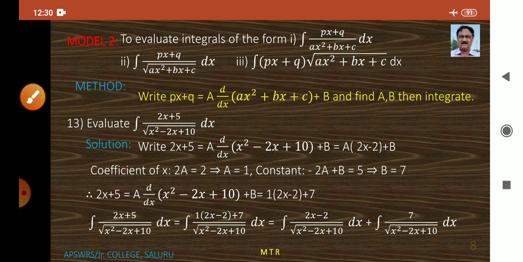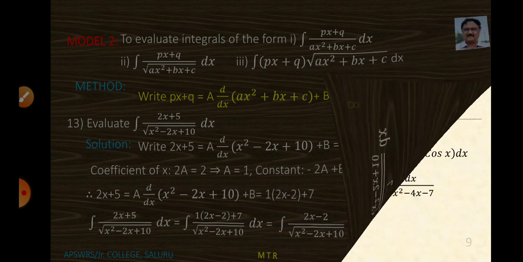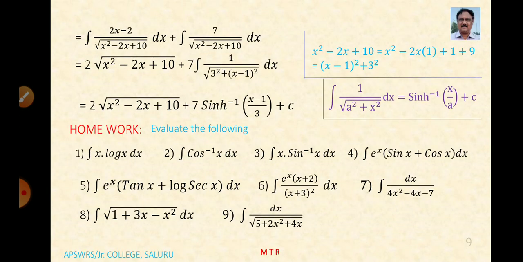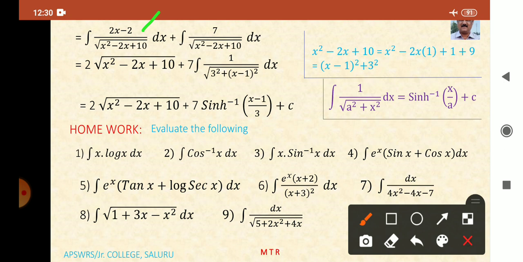First part is integral of (2x minus 2) by square root of x square minus 2x plus 10 dx, plus the second part is integral of 7 by square root of x square minus 2x plus 10. This is the first part. This is the second part.